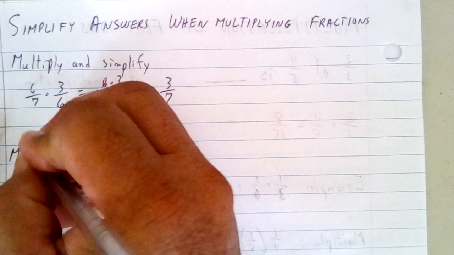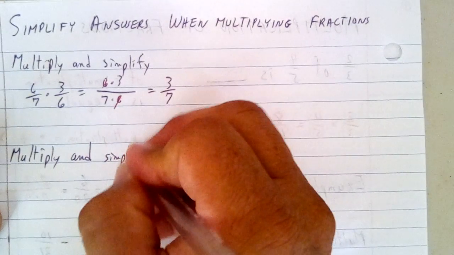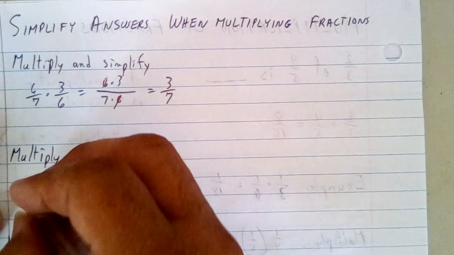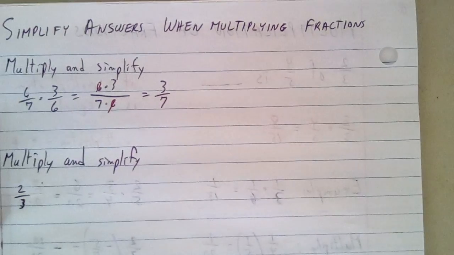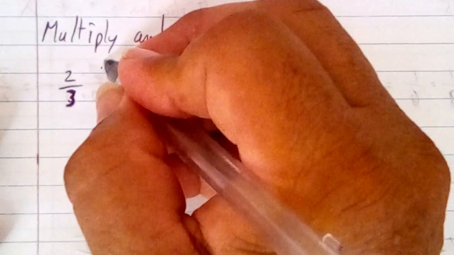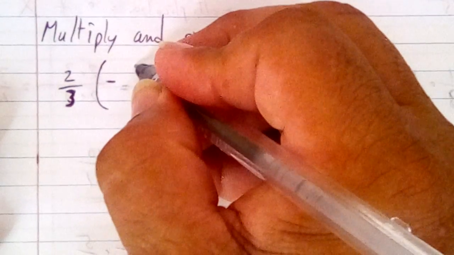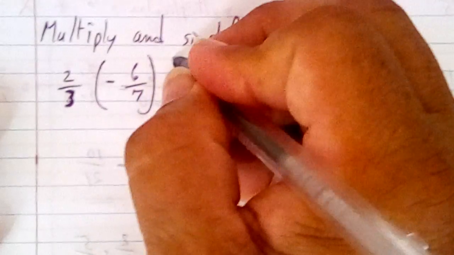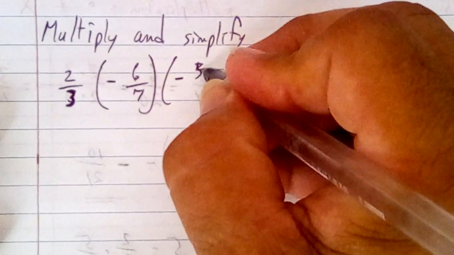Multiply and simplify. Consider that we have 2/3 times a negative 6 over 7 times the next fraction, say negative 4 over 5.